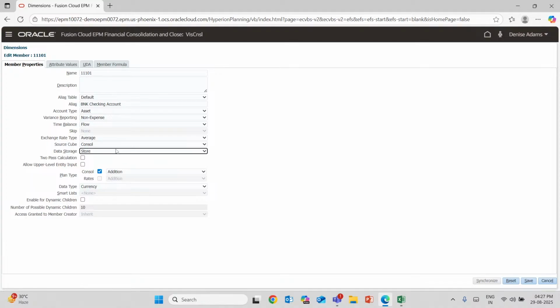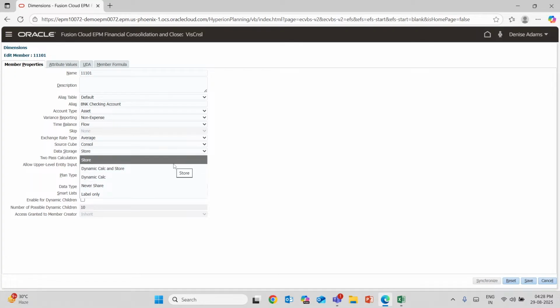This member property is there in all the other dimensions also. So whatever is applicable here will be applicable in other dimensions too. The store means the data is going to be stored on this member only. So how can it be stored? Only when we input the data manually. We always input the data in the base member only, on the 0 level descendant only, and the data is rolled up to the parent.